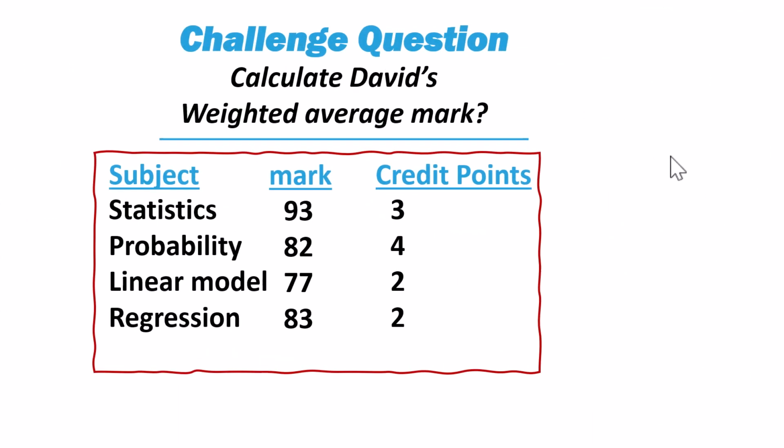Let's end the video with the challenge question. Calculate David's weighted average mark. There are 4 subjects: statistics, probability, linear model, and regression. The second column represents the marks belonging to each subject. The third column represents the credit point of each subject. Once you have solved the question, please feel free to post the answer in the comments.